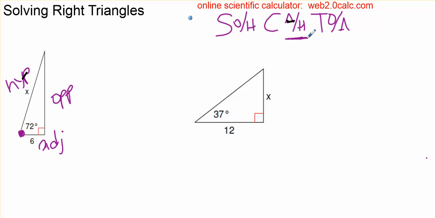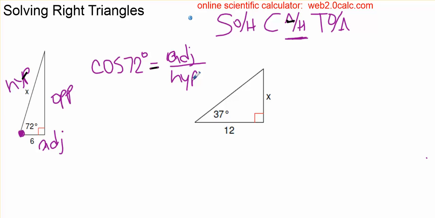That means I need to set up a trig equation using the cosine function. So I'm going to write it as cosine of my 72-degree angle. It's always trig function of an angle. Equals the adjacent, okay, over the hypotenuse. So I'm going to sub that in. Cosine of 72 equals 6 over x.